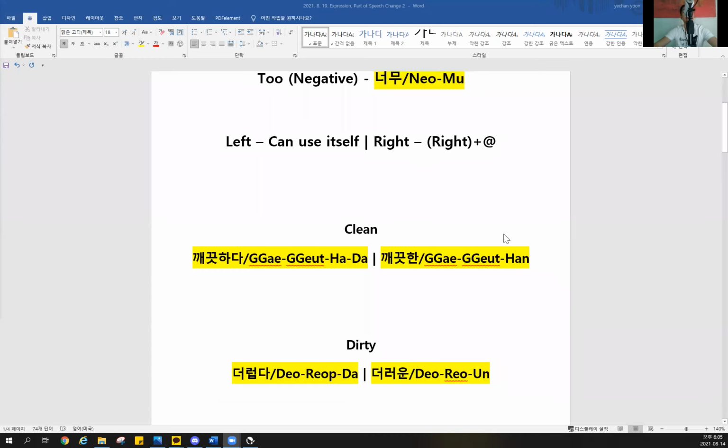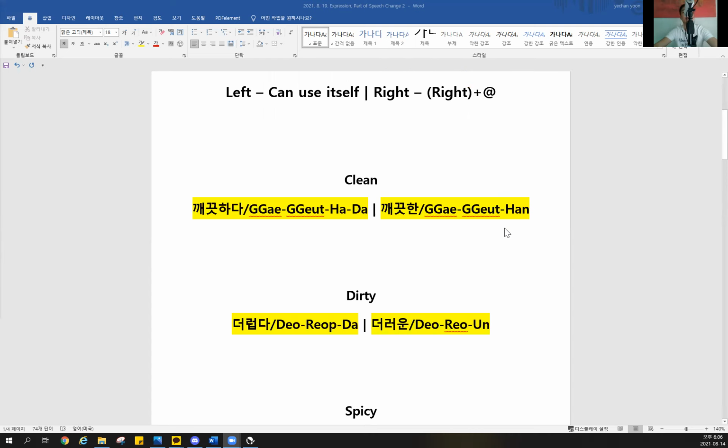Clean. How can you say clean in Korean? You can say 깨끗하다. All right, right side, the changing version is 깨끗한. 깨끗한. All right, let's go on to the next one.